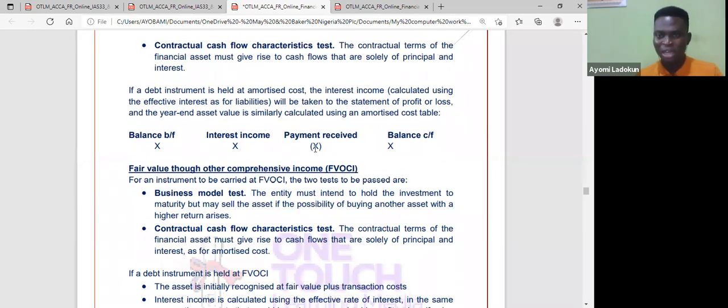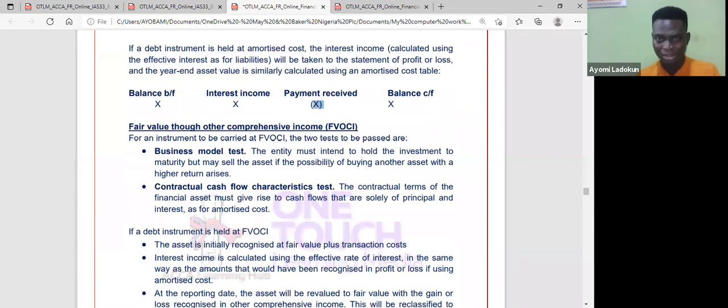But in this case, it will be cash received because I'm not paying. So it's the interest income, then cash received, so that I can know my balance. Is that okay? Now, if it is fair value through other comprehensive income, I also have to check those two tests, the business model test. That means the entity must intend to hold the asset or the investment to maturity, but they can sell if there is the possibility of buying another asset with a higher return.